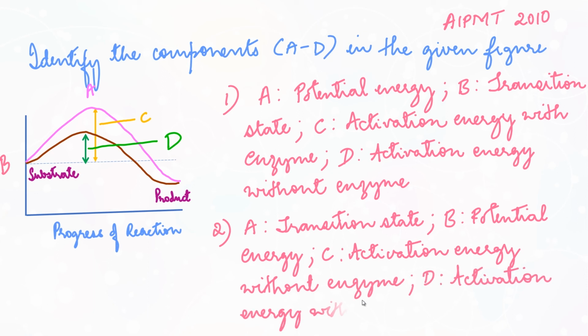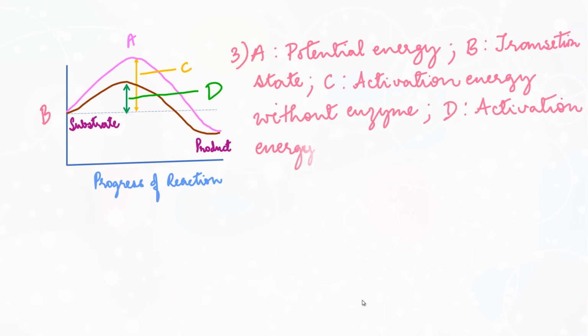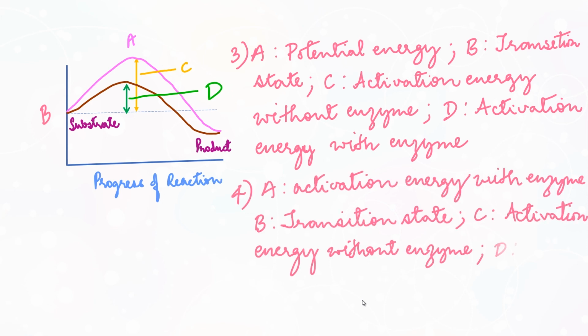And option 2 is, A is transition state, B is potential energy, C is activation energy without enzyme, D is activation energy with enzyme. And option 3 is, A is potential energy, B is transition state, C is activation energy without enzyme, D is activation energy with enzyme. And the final option, A is activation energy with enzyme, B is transition state, C is activation energy without enzyme, and D is potential energy.